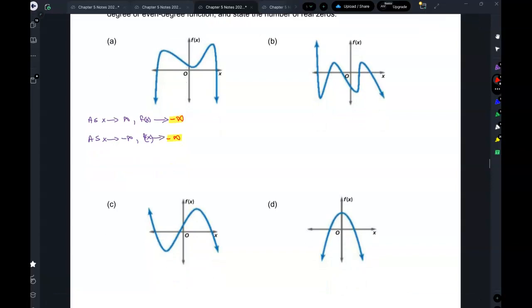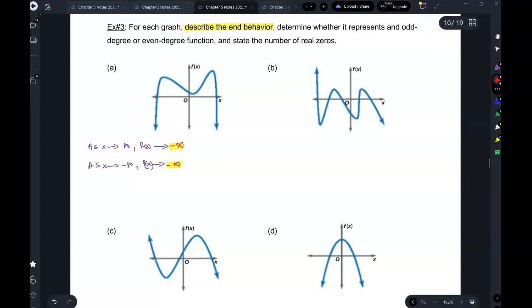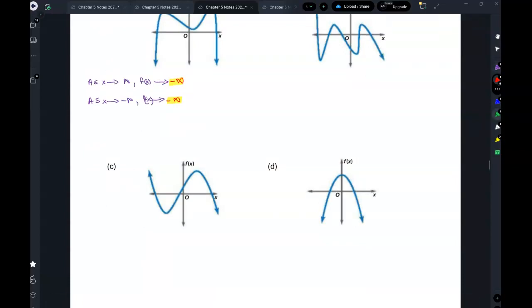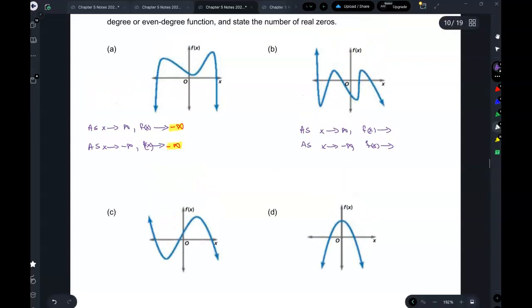Okay? So let's do, I know the question is asking you for more, but let's just do the end behaviors first. So again, we're just going to put the templates in. As x approaches infinity, f of x approaches what? As x approaches negative infinity, f of x approaches what? Okay, here. And these are the answers.